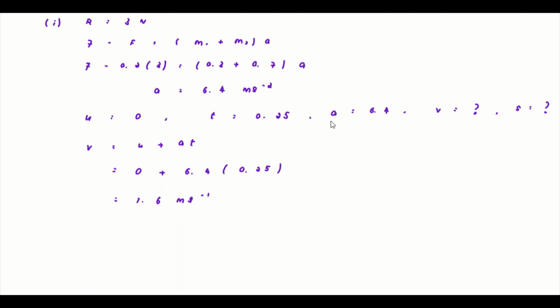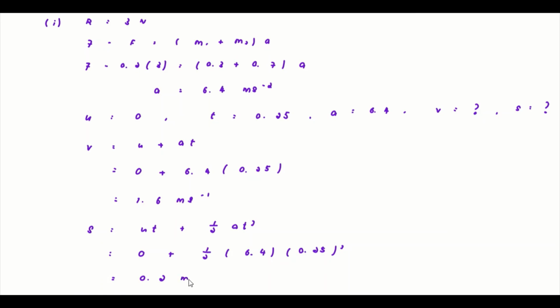U, S, A, and T. Okay, so we can use U, S, A, and T. S will be equal to UT plus half AT squared. So 0 plus 1 over 2, A is 6.4, the time is 0.25. Okay, so by solving this, we know that the total displacement is 0.2.